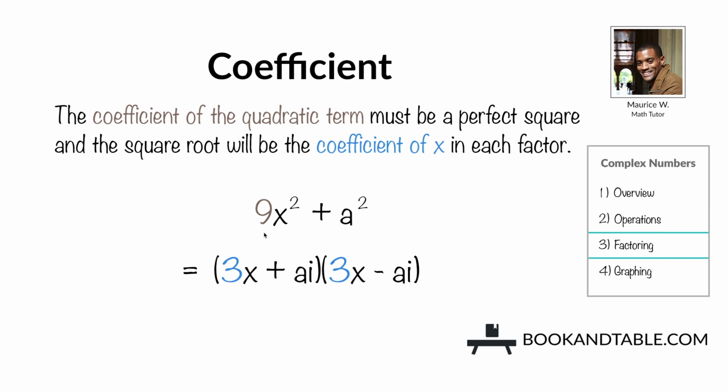If the expression were 9x squared plus a squared, the square root of 9 would be 3, and the square root of x squared would be x. So 3x is the first term in each factor.